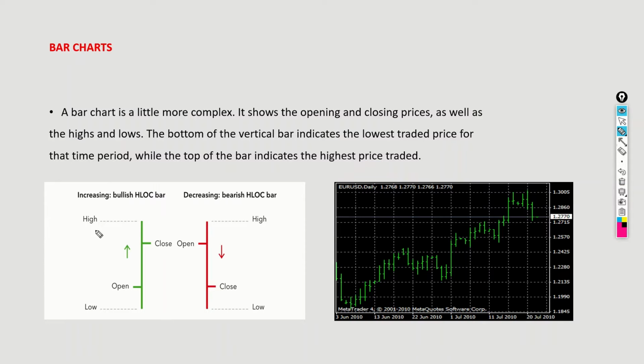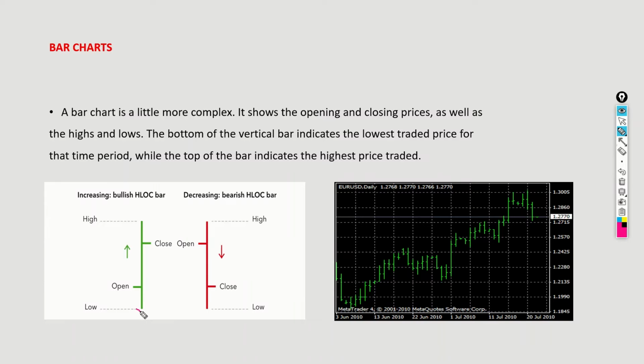In short, when you look at the bars in the chart, we have this green bar. This is increasing, or bullish, which means going up. When you see bearish, it means going down or decreasing. H stands for high, L for low, O for open, and C for close. So HLOC stands for high, low, open, close bar, and this is the one we are seeing here.